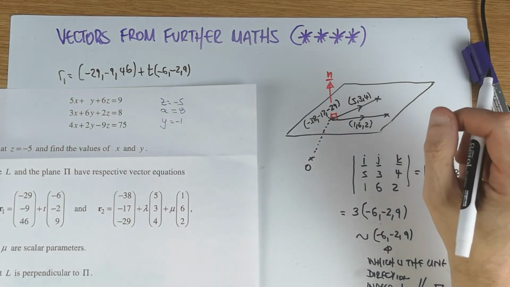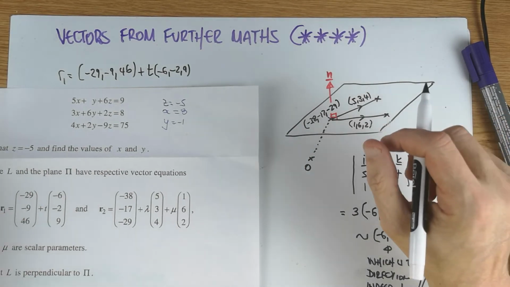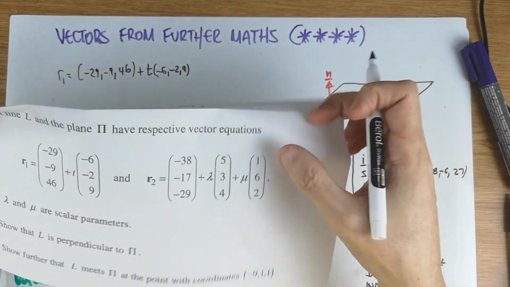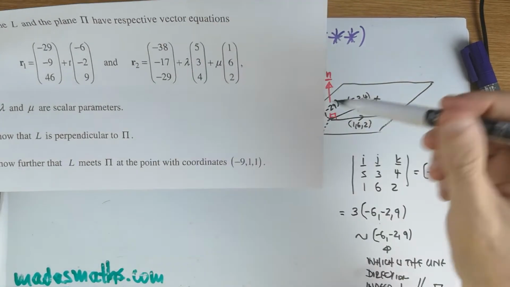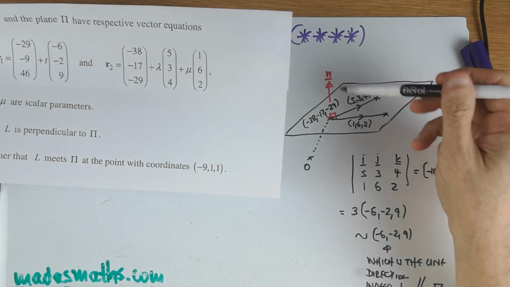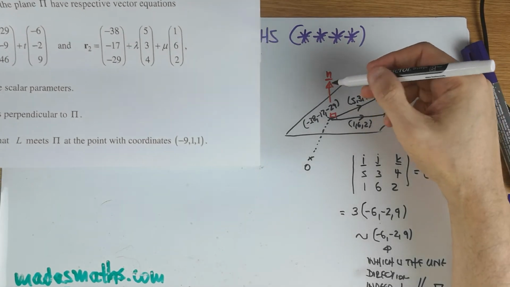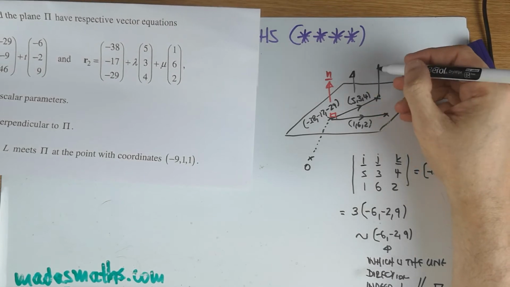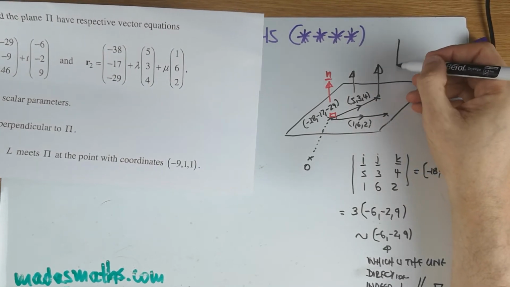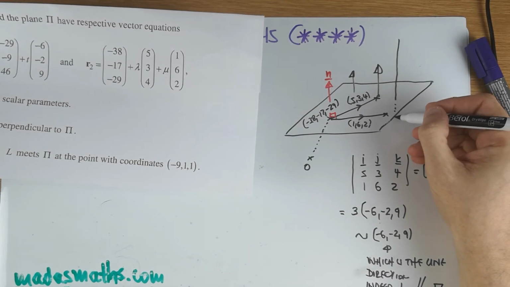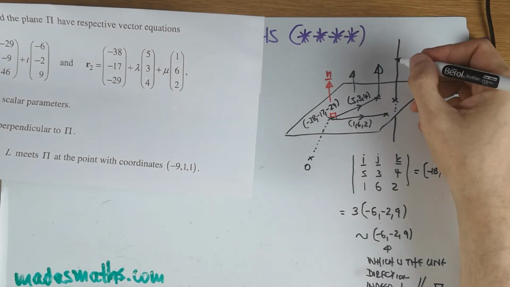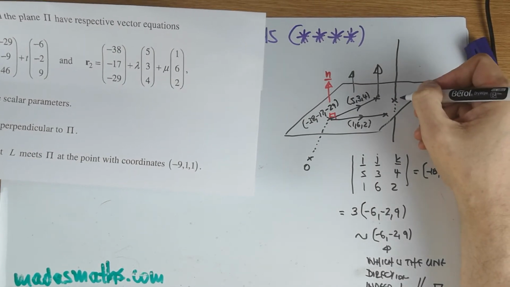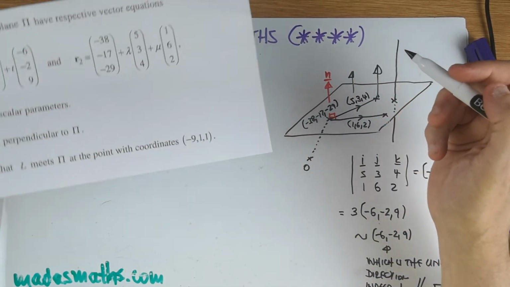For this particular question, I will do it in one way, although I'm showing alternatives for part C now. It says, show further that the line meets Pi at the point with these coordinates. So the line doesn't necessarily pass through this point here. Of course, there's infinite normals on the plane. Your line could be going like this, coming out of there, of course in the same direction as a normal, and we need to find the coordinates of this point, and it will turn out to be (-9, 1, 1).